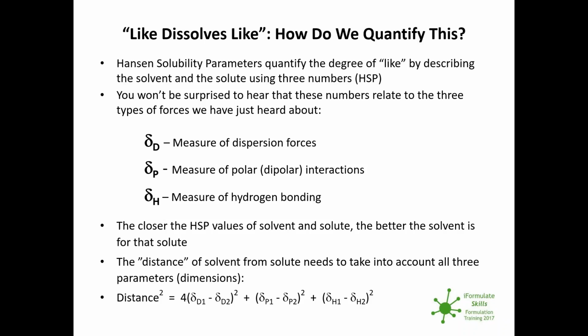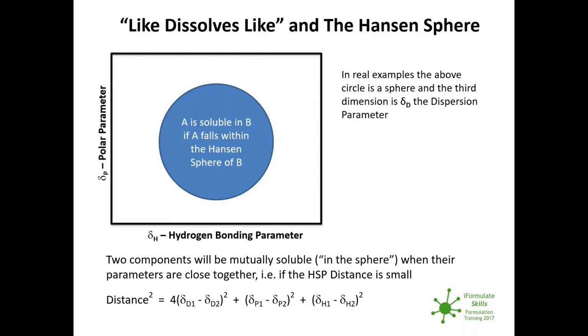Now, we've got three dimensions here, so we have to measure that distance in three-dimensional HSP space. That sounds very complicated, but actually the maths here, and this is probably the most complicated maths we're going to get today, is quite simple. It's simply a three-dimensional distance measured in space, in Hansen space. So it's the difference of the parameters squared that gives you the relative similarity of the two components.